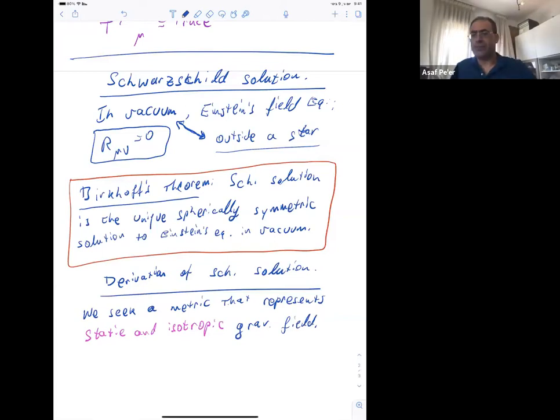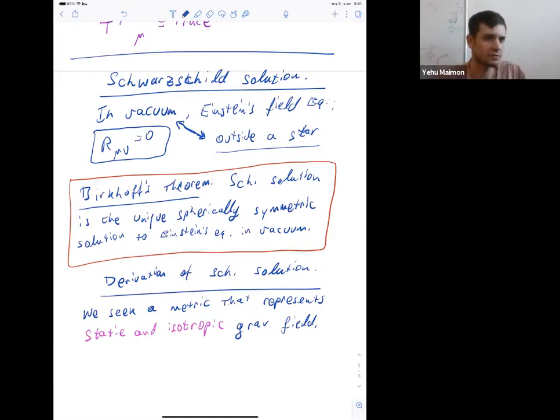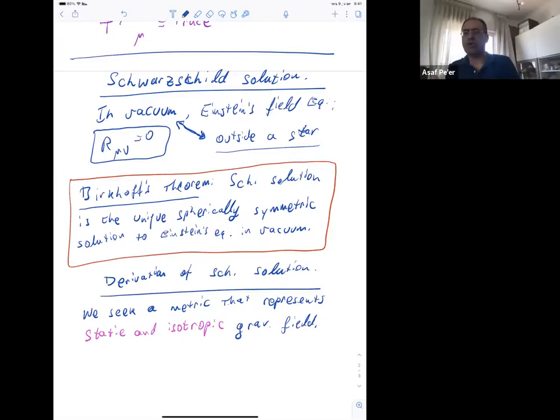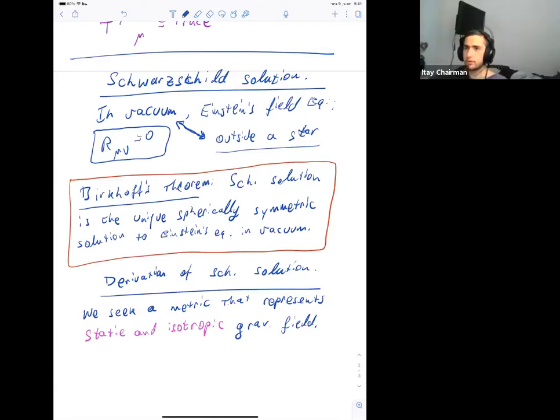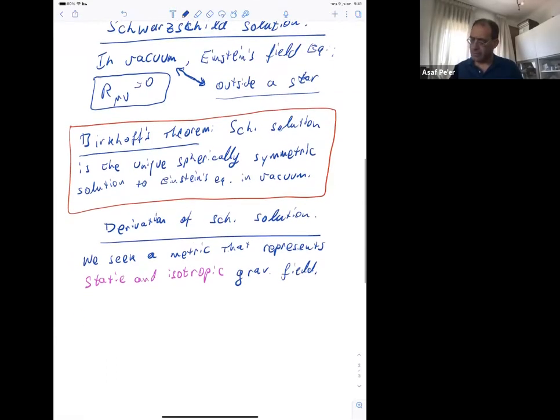So isotropic, well, what is isotropic? When I say something is isotropic, what do I mean? The same in every direction. So what are the best coordinates to describe it? Which coordinates would I use? Spherical coordinates, of course. Polar coordinates. What does static mean?